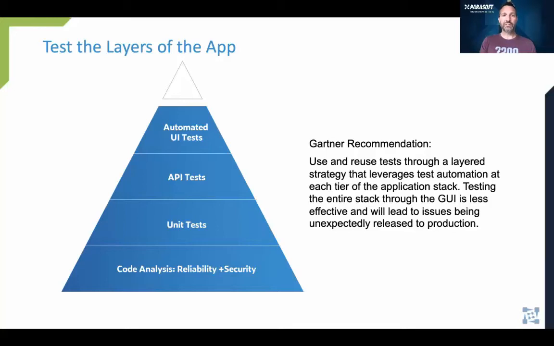The reason this triangle is this shape is because of Gartner, and this isn't just Gartner, this has been adapted for years. Mountain Goat Software, I think maybe is one of the first to actually create this diagram, but basically saying, hey, look, we should be spending more time on code analysis earlier in the life cycle, reliability, security, right? And unit testing, and then API testing, and then automated UI testing, and then finally manual testing, right? This is commensurate with the amount of time we should be spending, the shape, the size of the shape.